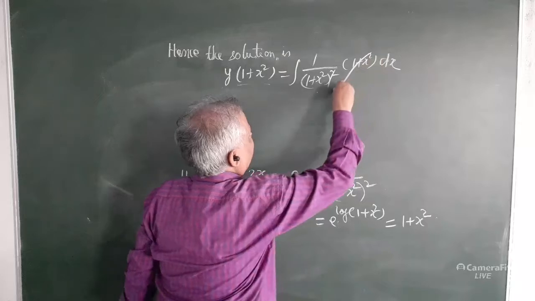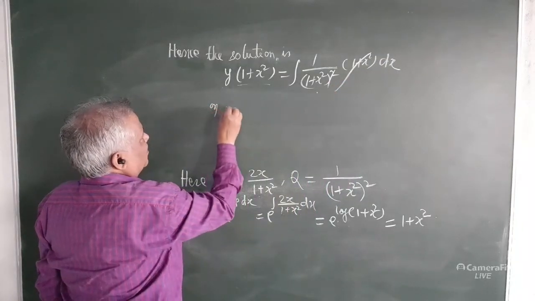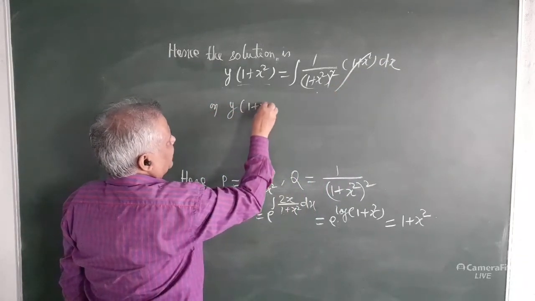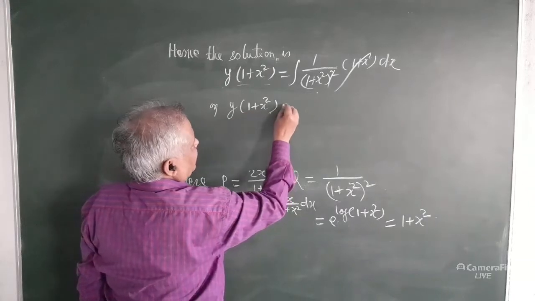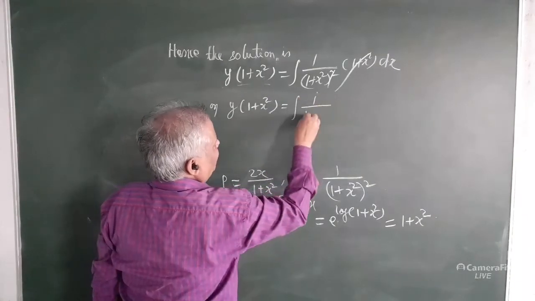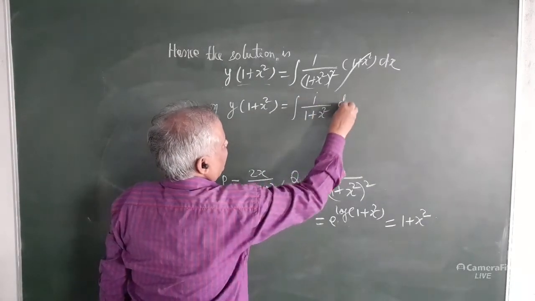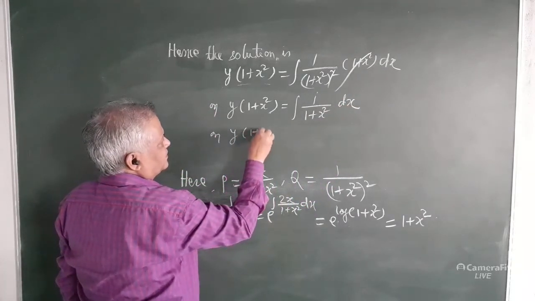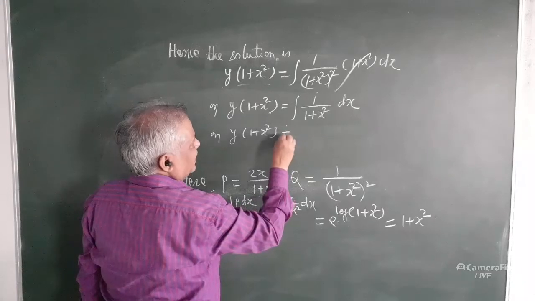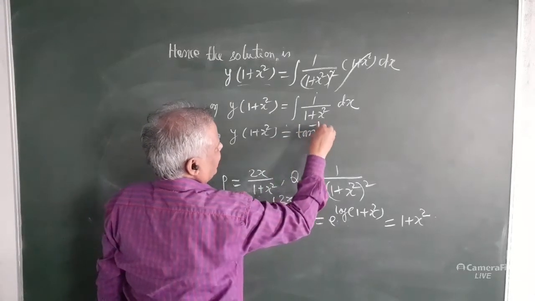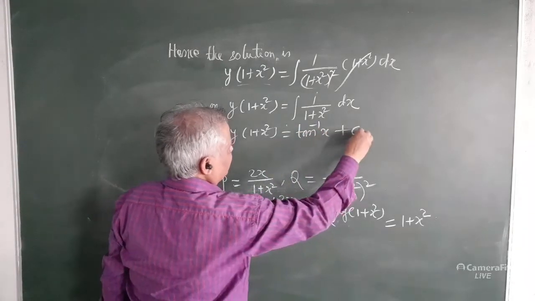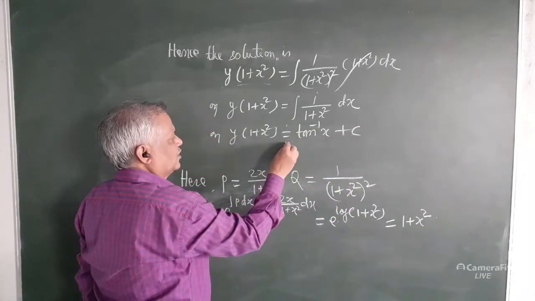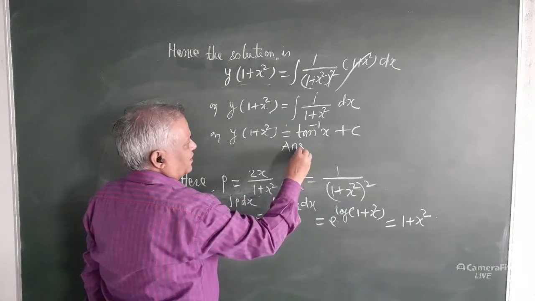So cancel it, and we have y into (1 plus x square) is equal to the integral of 1 divided by 1 plus x square dx, and we know that its integral is tan inverse x. So it is tan inverse x plus a constant of integration c. So this is the solution of the differential equation.